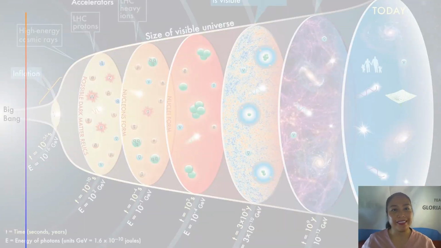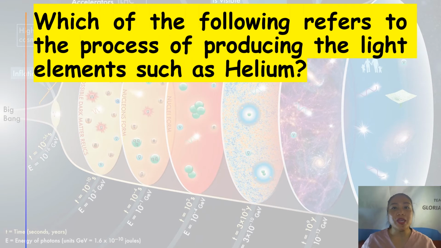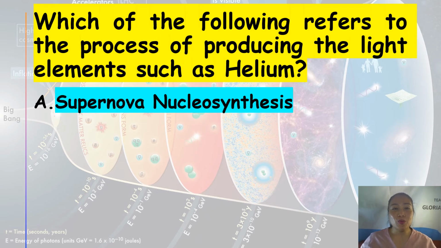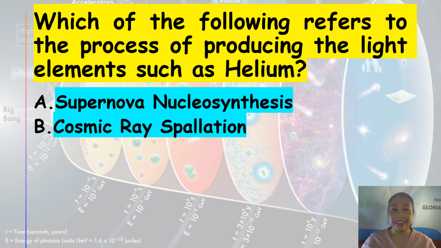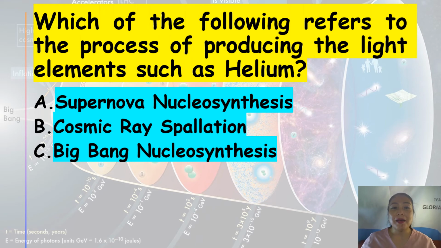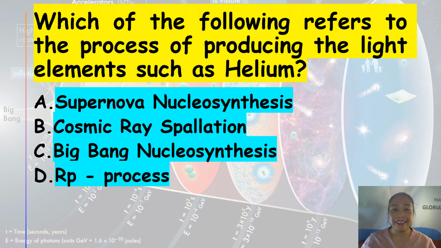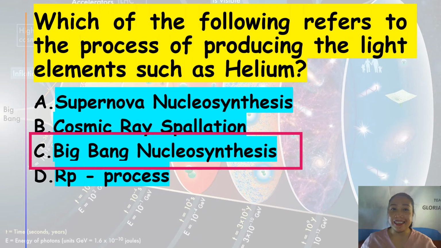Question number 1. Which of the following refers to the process of producing the light elements such as helium? A. Supernova nucleosynthesis. B. Cosmic ray spallation. C. Big Bang nucleosynthesis. D. RP process. Yes, letter C. Big Bang nucleosynthesis is the process of producing the light elements during the Big Bang expansion.